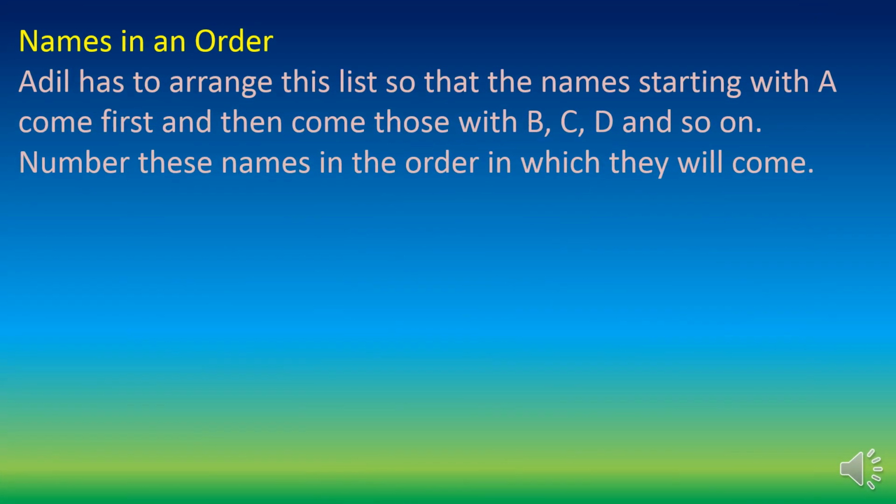So, names in an order. Adil has to arrange this list so that the names starting with A come first and then come those with B, C, D and so on. So this ordering of names, we can also call it names in alphabetical order, right? So number these names in the order in which they will come.